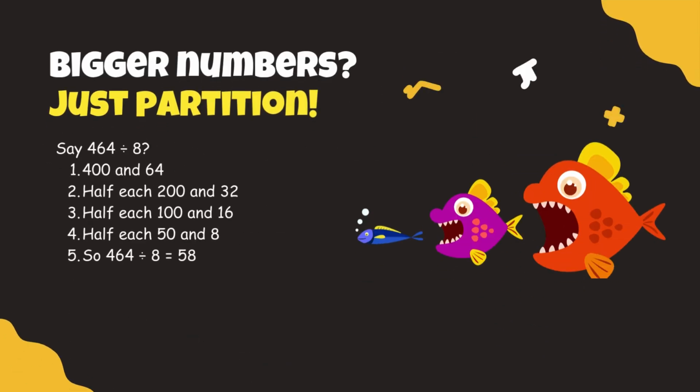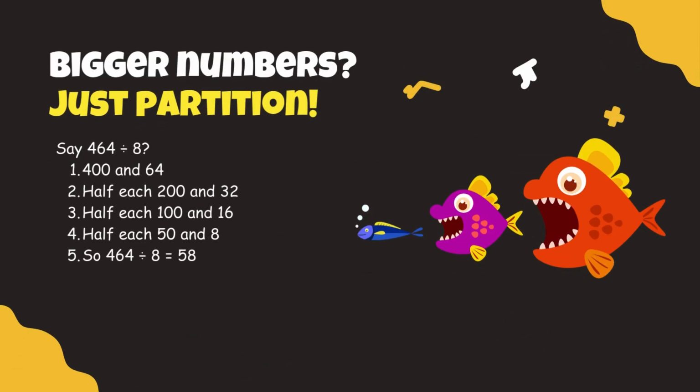And as usual with a bigger number we can partition it. Let's take 464 divided by 8, which I'm going to break into 400 and 64. Half of each is 232. Half again is 116. Half once more is 50 and 8. Therefore 464 divided by 8 is 58.